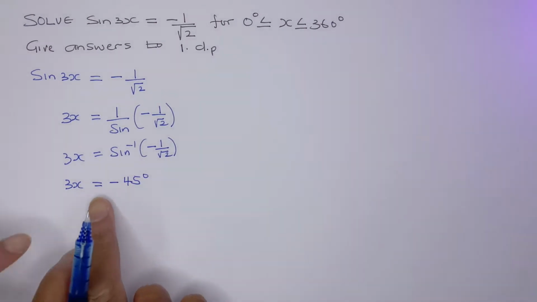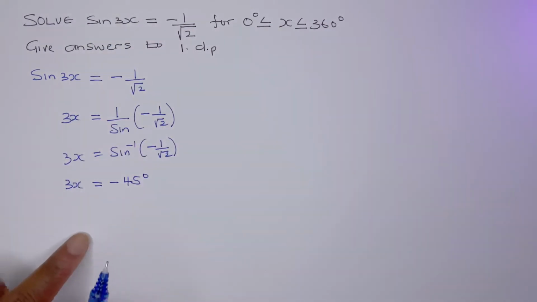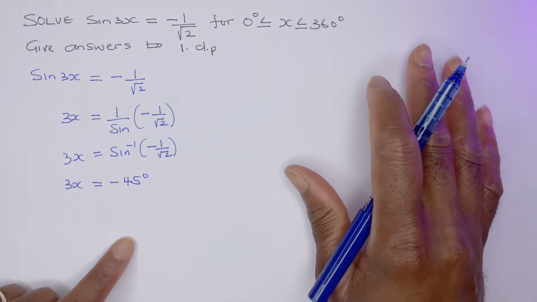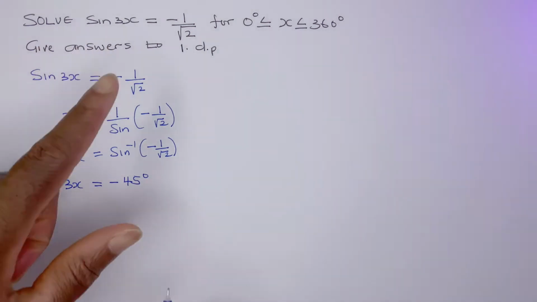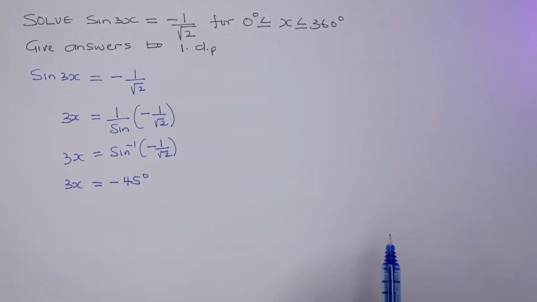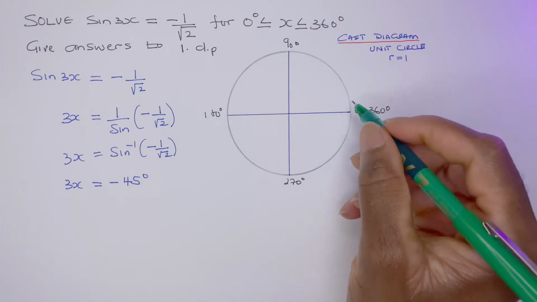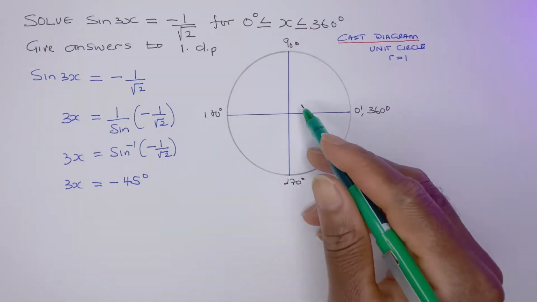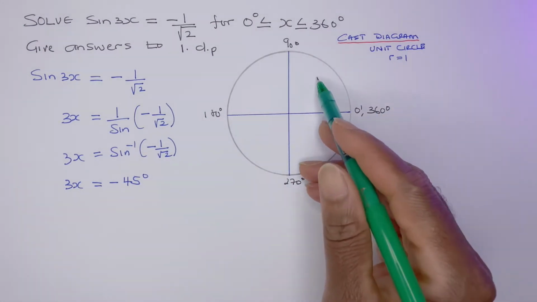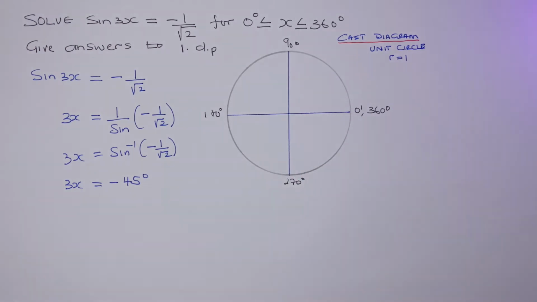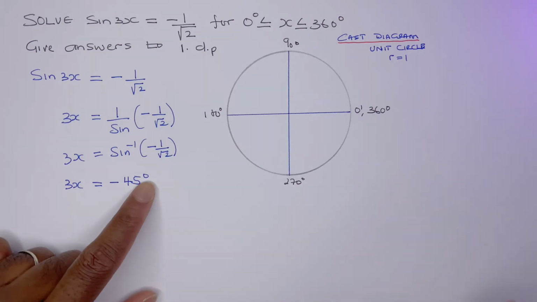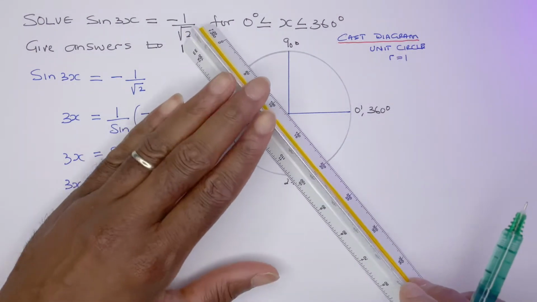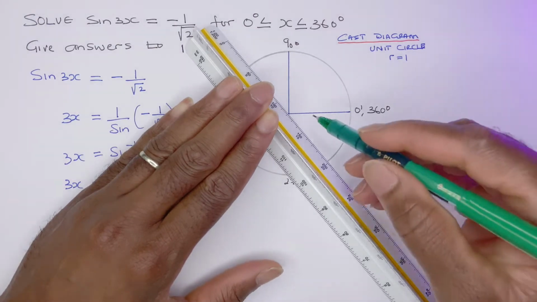So now we're going to use this to find the solution to the sine 3x. We're going to use the CAST diagram, and we'll use the sine function diagram. So we can show two ways of doing this. So using the CAST diagram, I've divided the circle into 4 parts, the 4 quadrants. First quadrant, second, third, and fourth. So 3x equals minus 45 degrees. Now, 45 degrees is right here. That's minus 45 degrees here.